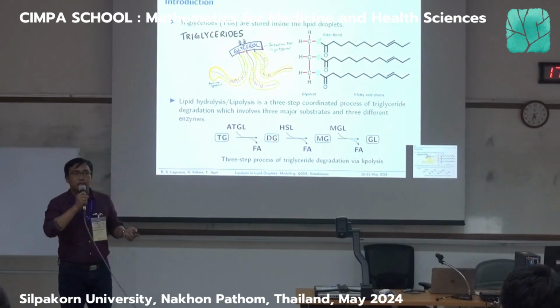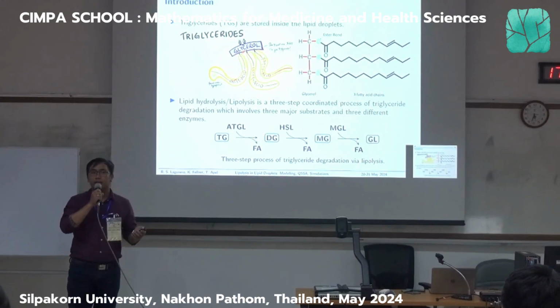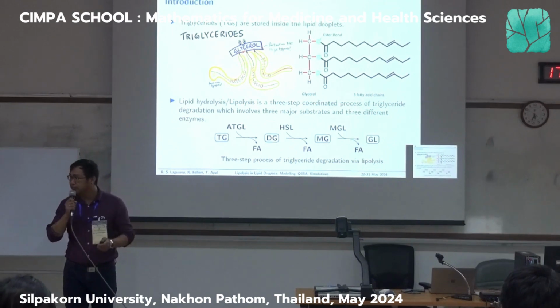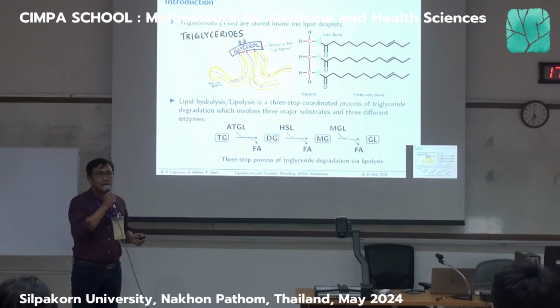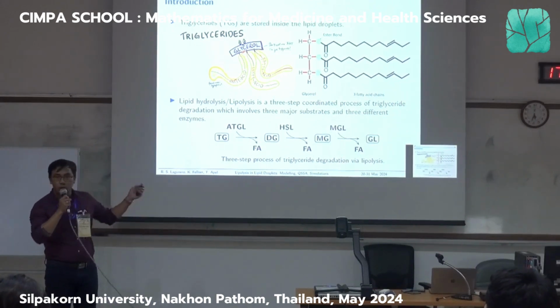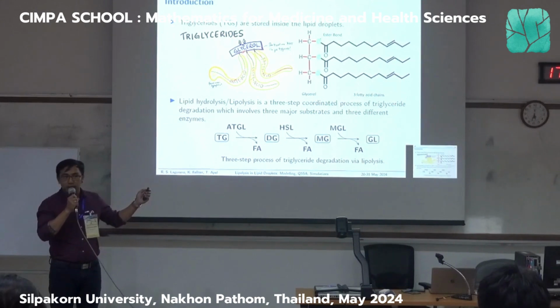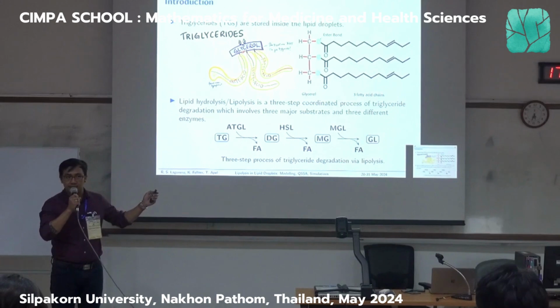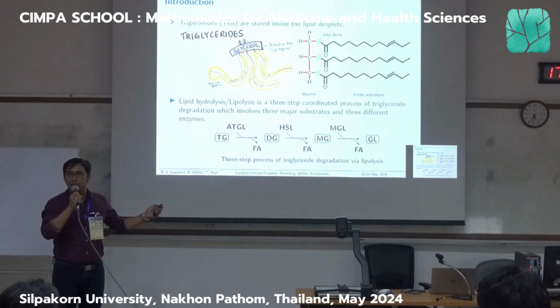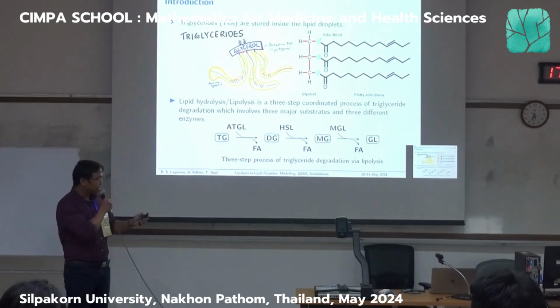What does lipolysis do? During times of starvation or high energy consuming activities like exercising, our body will access these stored fats and degrade them into fatty acids. And fatty acids, as probably some of us know, are the building blocks of, for example, ATP. ATP is adenosine triphosphate. It's a cellular energy for the body.